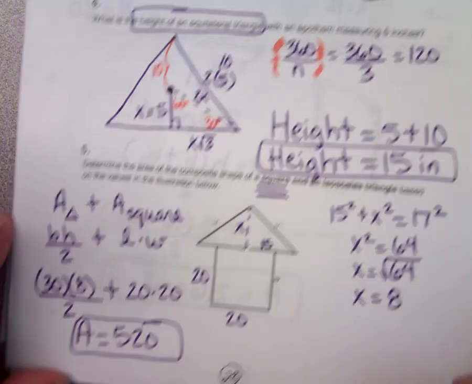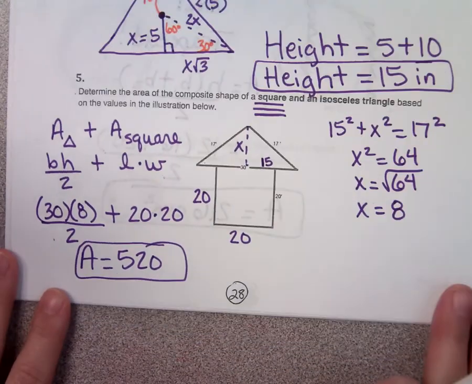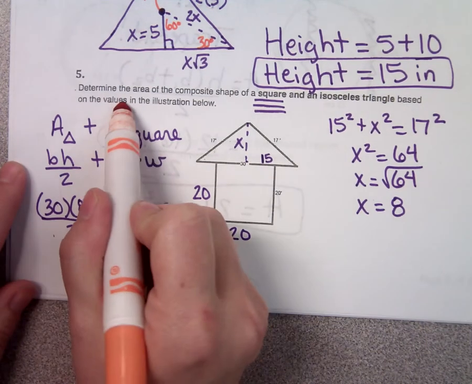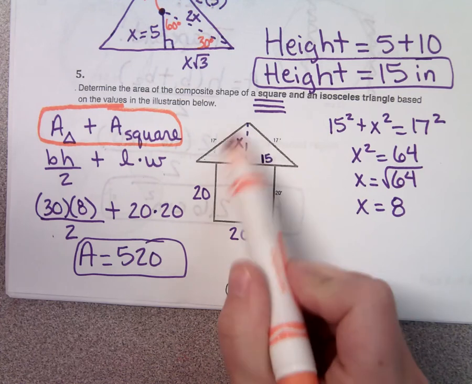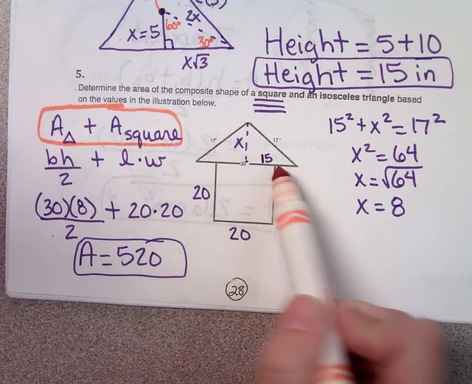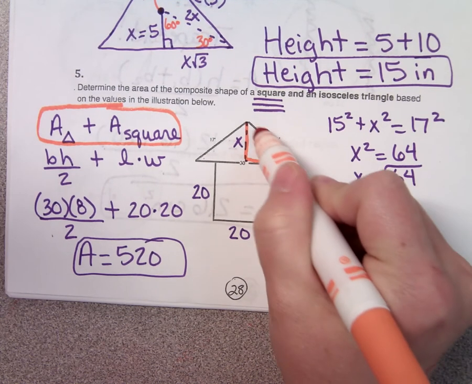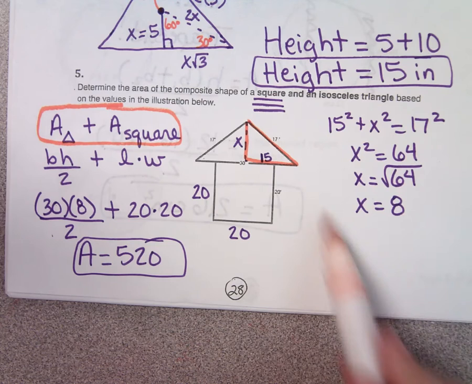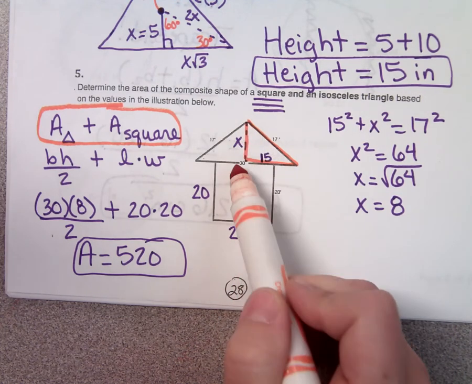Okay, this one, I'm just going to show it all to you, and then I'll just talk you through it. Okay, this is made up of a triangle and a square. And I had to figure out the height of my triangle. So if this whole base is 30, I know this piece is 15. So I had to do Pythagorean theorem, which is my work over here. And I found that this was a height of 8.